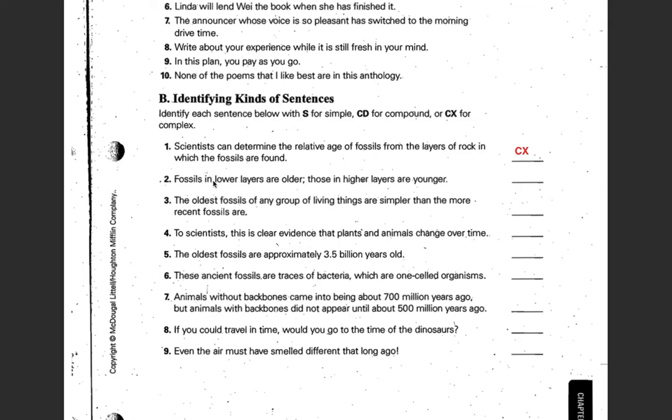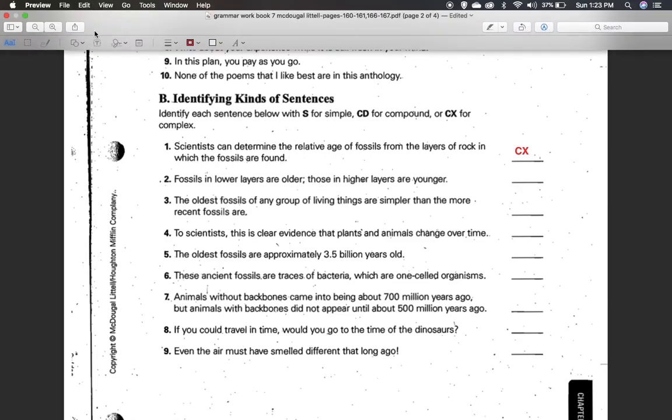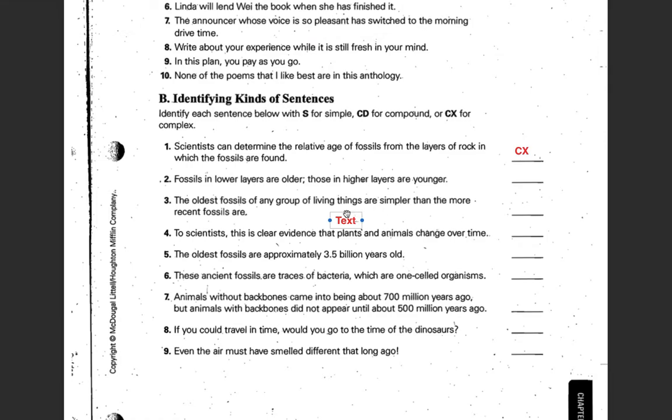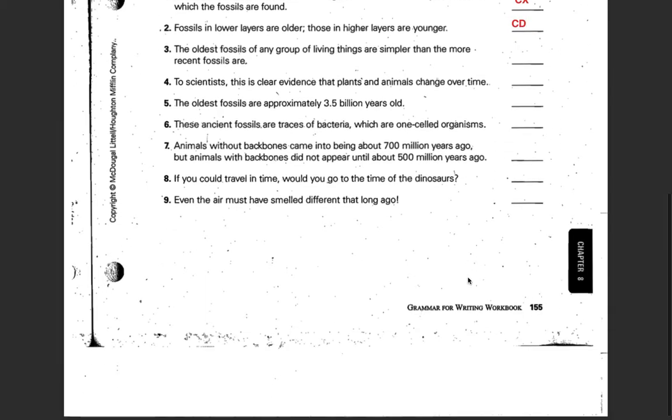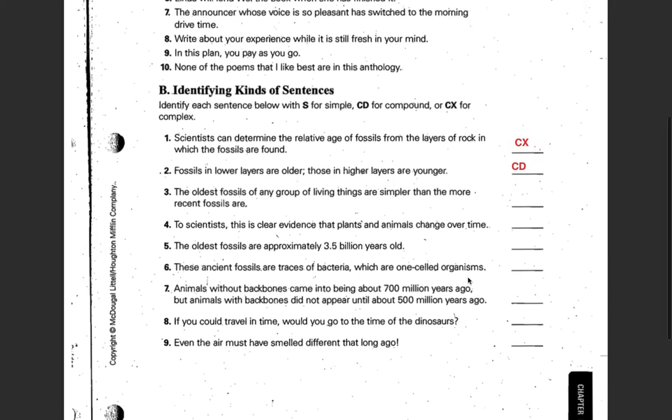Number two, fossils in lower layers are older; those in higher layers are younger. Two independent clauses joined with a semicolon make up a sentence that is a compound sentence. So this is a compound sentence. I'm going to leave you to do the rest of the sentences on your own.